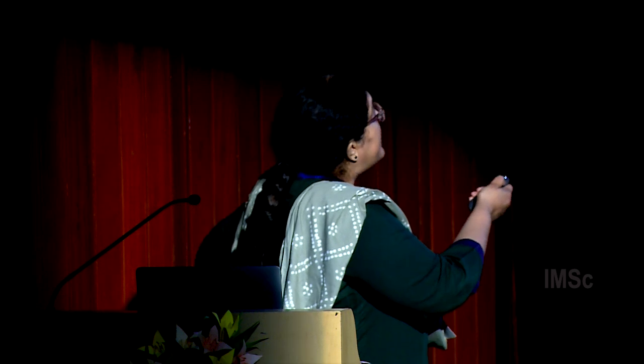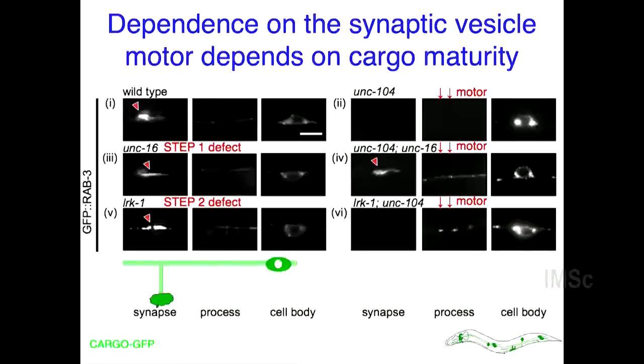What happens when you have a step 1 defect? These are not proper synaptic vesicles, but you can still bring some aberrant stuff all the way to the synapse. What happens when you have a step 2 defect? You can't bring it all the way to the synapse, but you can bring it some way into the axon.